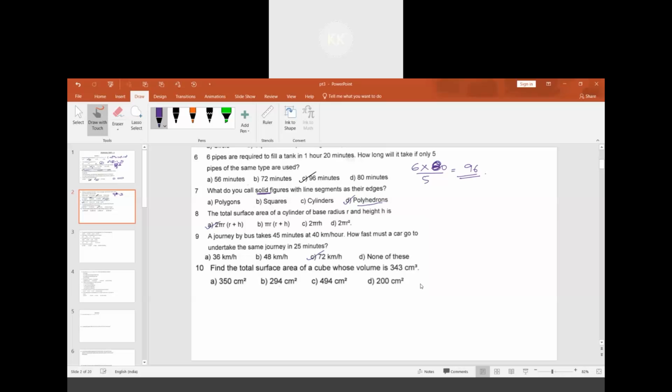Find the total surface area of a cube whose volume is 343 centimeter cube. 294 centimeter square. We have to find it, option B. Volume is a cube. So we find a first. A cube is 343, so a will be the cube root of 343, which is 7. Total surface area is 6a square. So 6 into 49, we get 294 centimeter square.